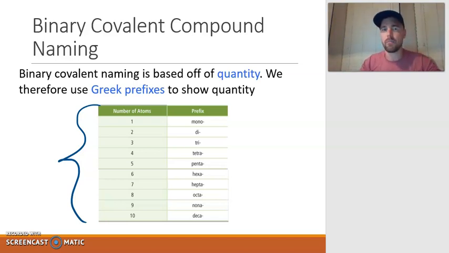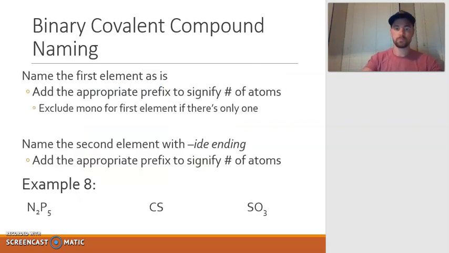Since covalent compounds are held together by shared electrons and not transferred, there's no cations or anions involved. So this time, it's going to be important that we indicate the quantity of atoms in a particular name. So let's take a look at how we'll do that.